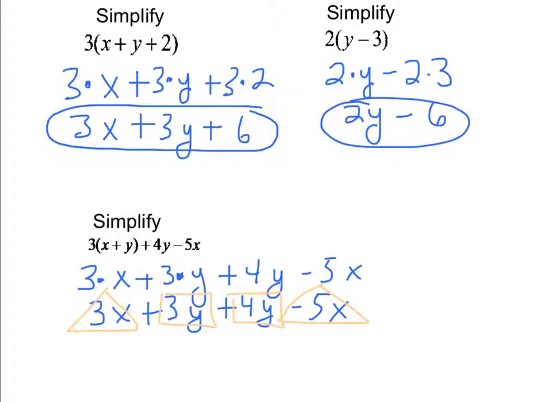So if I put my x's together, I've got 3x and negative 5x. That's actually going to be negative 2x. And I've got 3y and 4y. That's going to be plus 7y. So that's how you would do one like that.